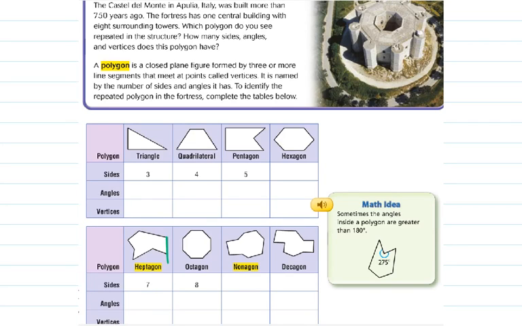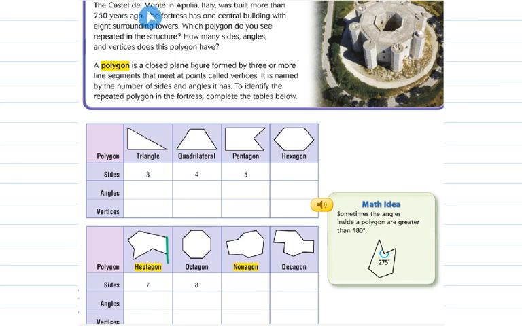Students, in lesson 11.1, we are going to be working on polygons, and our essential question that will guide our learning is, how can you identify and classify polygons? So we are going to learn about this figure on the right-hand side.